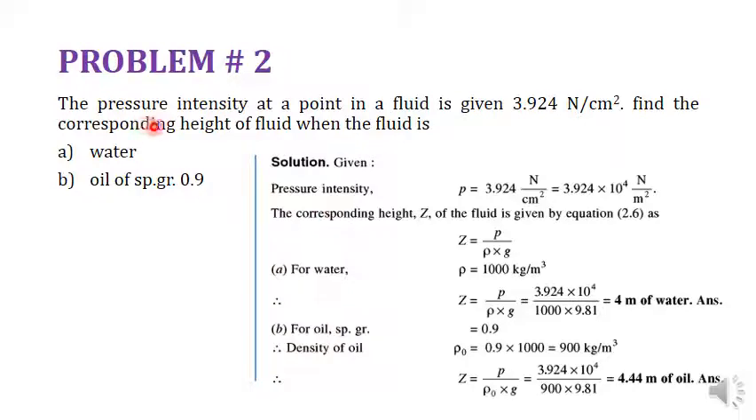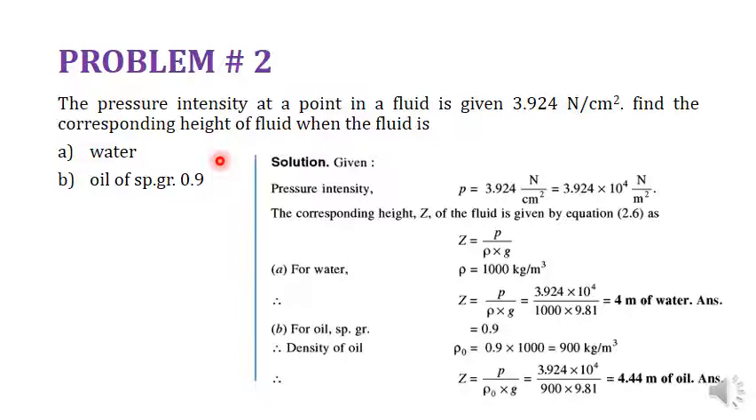Here we start with problem number 2. The pressure intensity at a point in a fluid is given as 3.924 Newton per centimeter square. Here the pressure intensity is given. You need to find the height of the fluid when the fluid is number 1 water and number 2 oil with specific gravity 0.9. So it is the easiest form of the problem statement, in which either way you need to determine it.